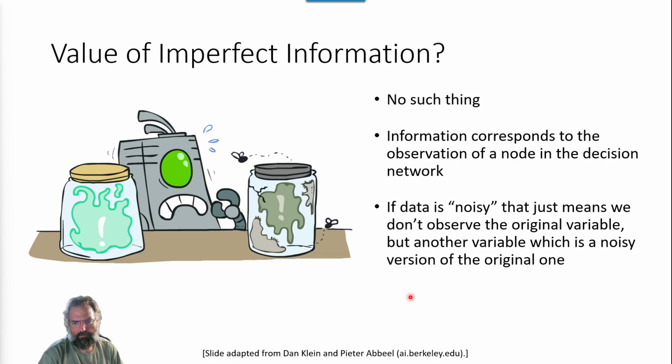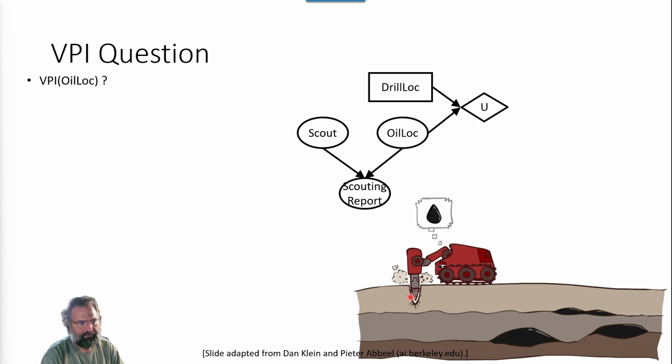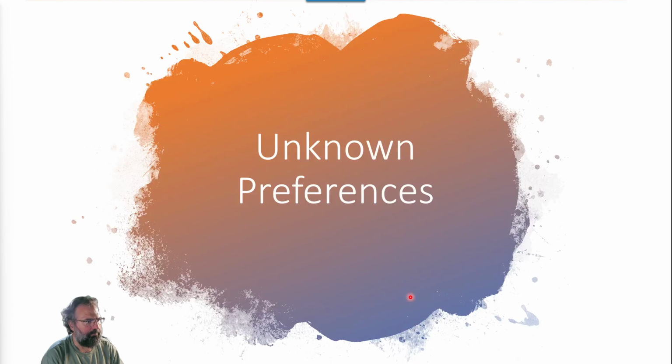There's no such thing. Information corresponds to observable knowledge about a decision network. The data may be noisy. That just means we didn't observe the original value. Rather, you're observing some other value. So it may be not as good as you would like, and maybe you're observing a side effect. But you can start answering some different questions.